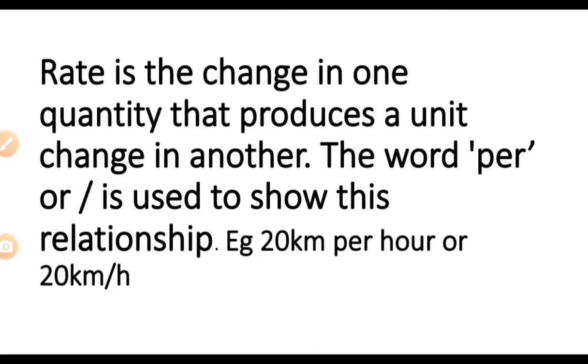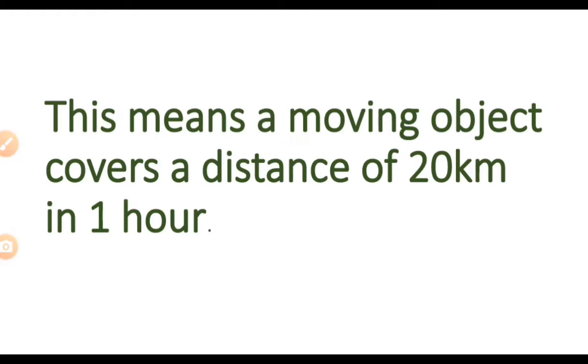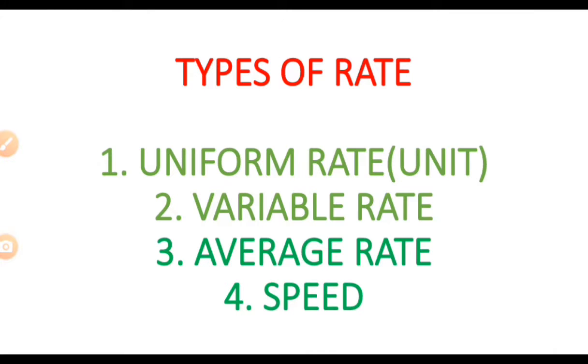Kilometer per hour. So what does it mean? 20 km per hour means a moving object is able to cover a distance of 20 km in 1 hour. So that is normally referred to as speed, one example of rate. So this means speed is a rate that shows the relationship between distance and time.